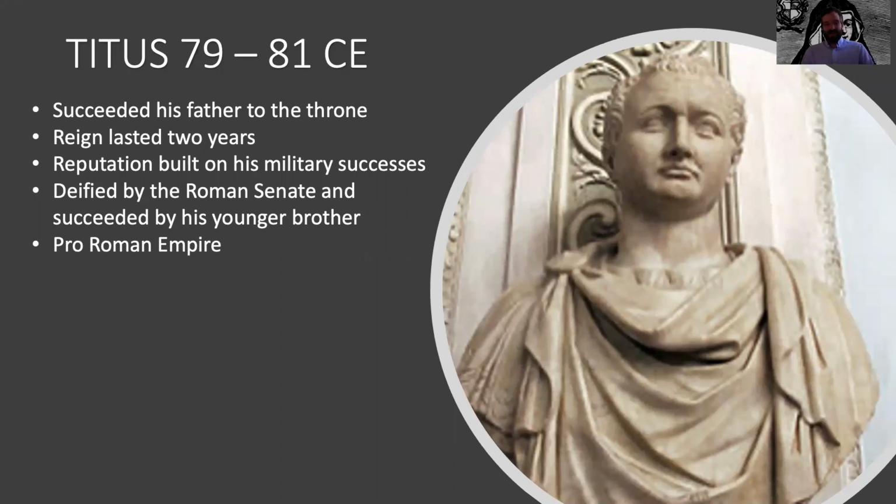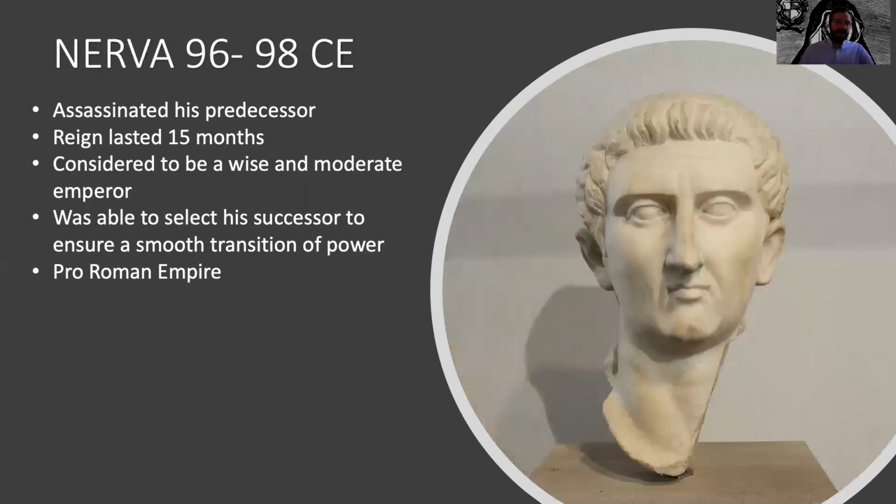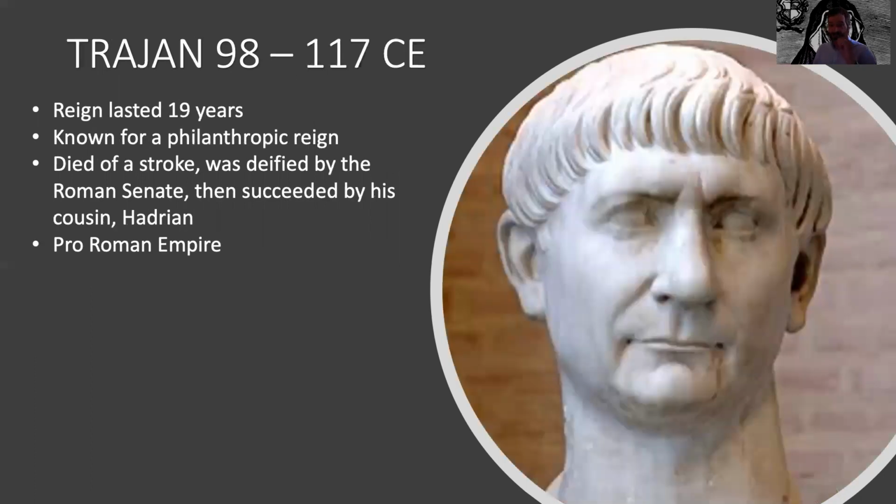Again, clean-shaven, kind of baby-faced fella. Succeeded by Domitian, also a terrible emperor as well. He was assassinated by his advisor, Nerva, and I'm getting to the reason why I'm going through all these, right? So Nerva was the first in what some have called the five good emperors. He was able to select his successor, Trajan.